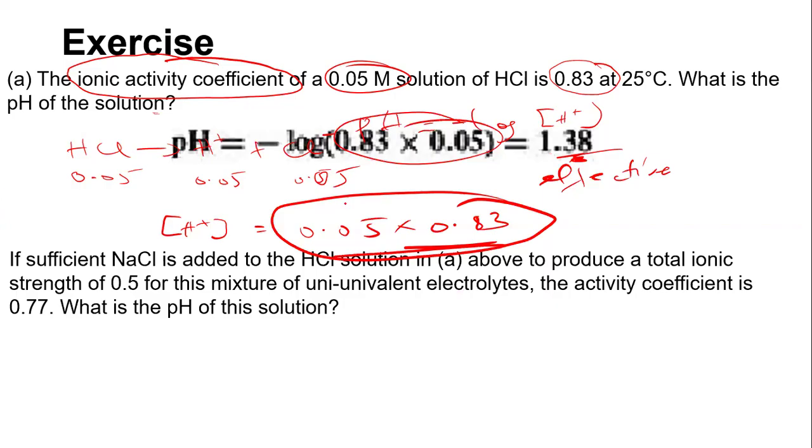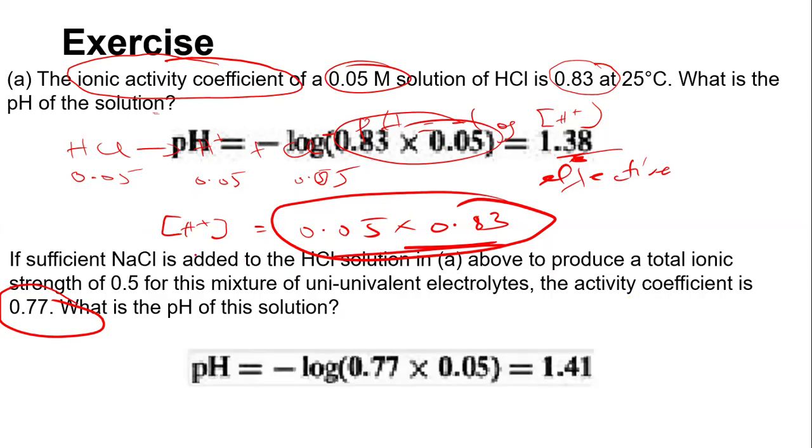Now, the next situation, same thing. We are saying that if sodium chloride is added to the HCl in the above to produce a total ionic strength of 0.5 for the mixture of the univalent electrolyte, the activity coefficient is 0.77. What is the pH? And so the same thing: instead of using just the concentration, you multiply the concentration by the activity coefficient so that you can get the activity. Then you find negative log of the activity to get the pH.